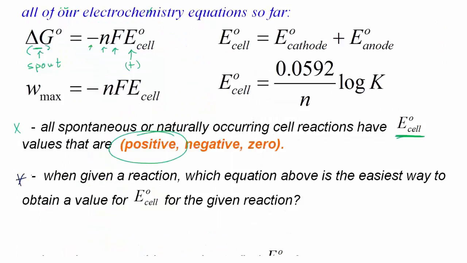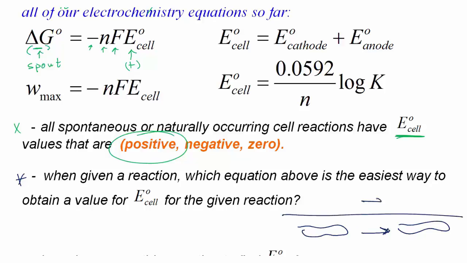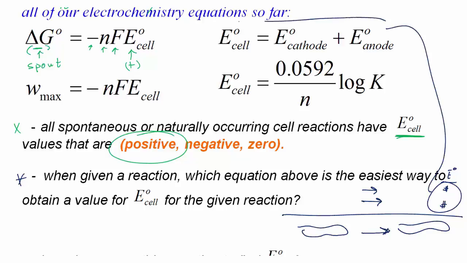Next one. When given a reaction, which equation above is the easiest way to obtain a value for E0 cell for the reaction? Okay, you probably already know, but let's just give you a hint here. Let's say we're given a reaction. Here's an overall reaction. Some reactants go to products. Well, how'd you get it? Well, you add up two half reactions. That's how you get it. Find out what the E0s are for those two half reactions. Add them up and get E0 cell. That's exactly what this expression is telling you to do.